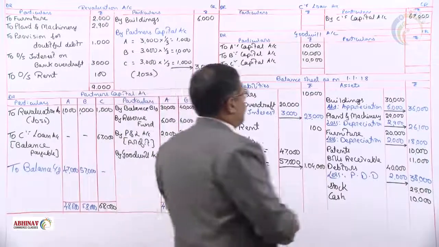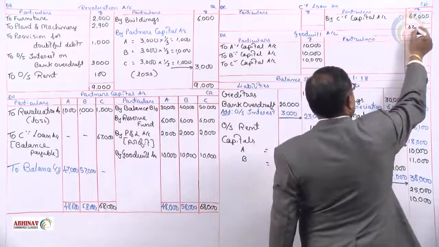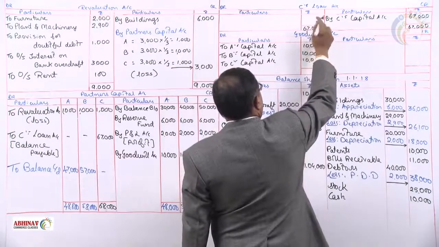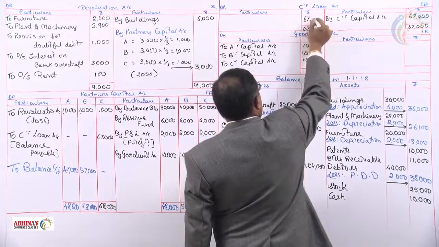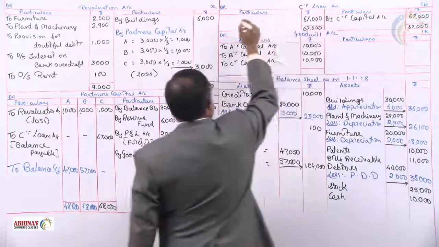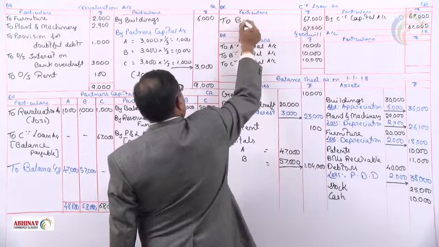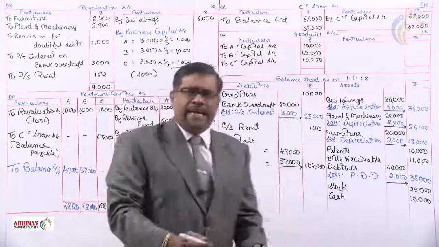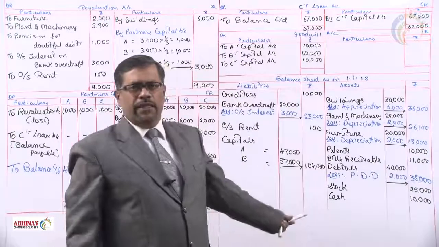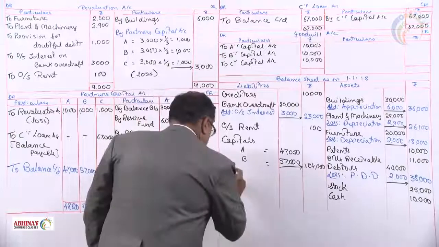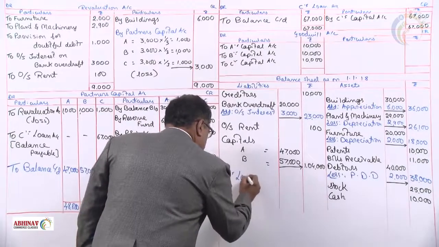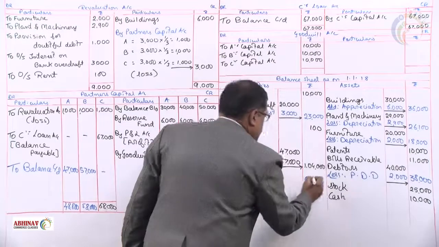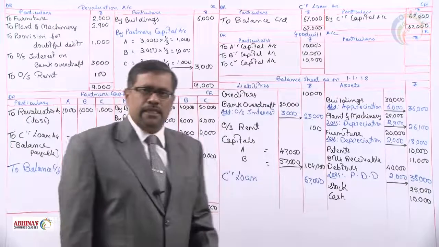Let us balance C's loan. 67,000 is the total. We have not paid any cash towards his loan, so the balance also is 67,000. Whatever balance we get, we show it as by balance carried down. Carried down where? Carried down to the balance sheet. Carry forward it to the balance sheet. C's loan account, 67,000. The last account to balance is goodwill.